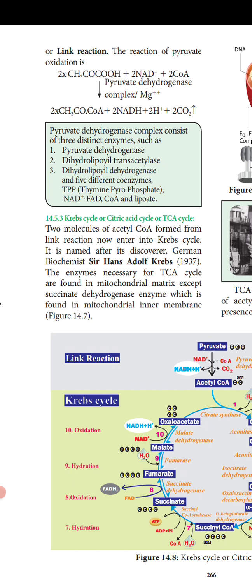The third step of aerobic respiration is the Krebs cycle. 2 molecules of acetyl coenzyme A formed from the link reaction now enter into the Krebs cycle. It is named after its discoverer, the German biochemist Sir Hans Adolf Krebs. The enzymes necessary for the TCA cycle are found in the mitochondrial matrix, except the succinate dehydrogenase enzyme, which is found in the mitochondrial inner membrane.